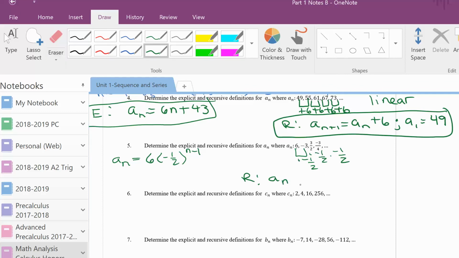Whereas a recursive, that just means that we start, to find the next term, we take the previous term and multiply it by negative 2. And that is where the first term is equal to 6.